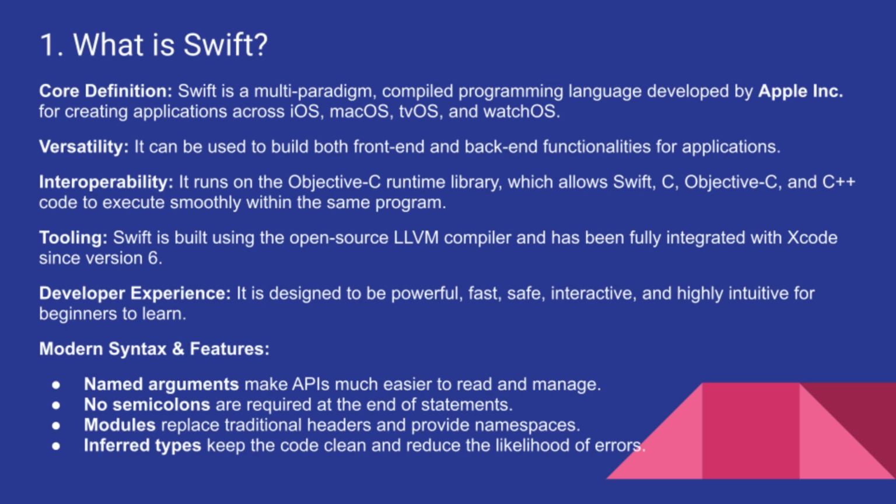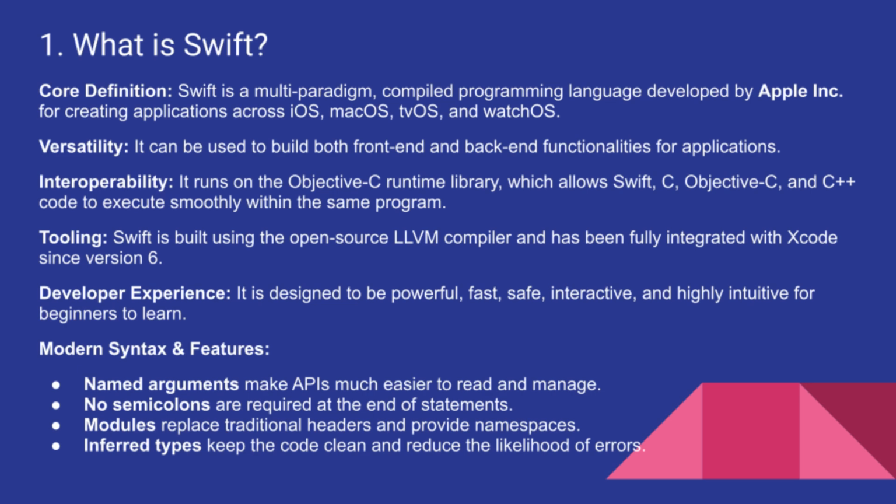One of its biggest strengths is interoperability. Swift runs on the Objective-C runtime library. This is a massive deal because it means you can seamlessly mix Swift, C, Objective-C, and C++ code within the exact project without rewriting legacy systems. From a developer experience standpoint, it's safe, fast, and highly interactive. Apple designed it to strip away the old boilerplate clutter of Objective-C.